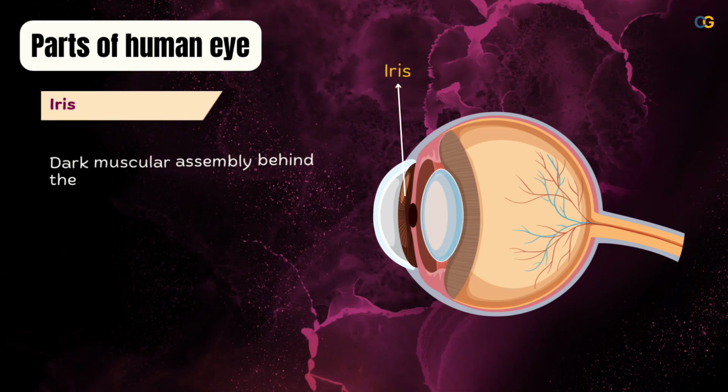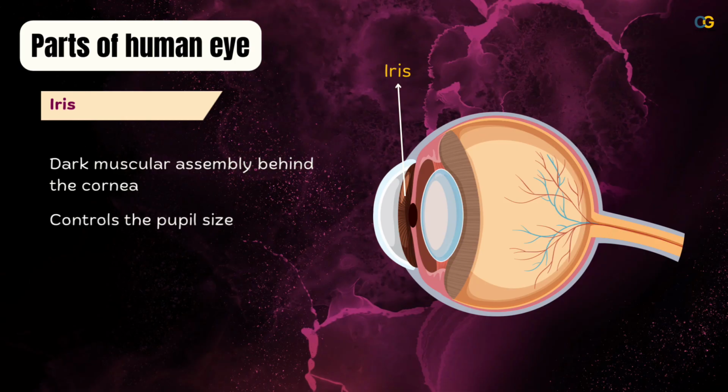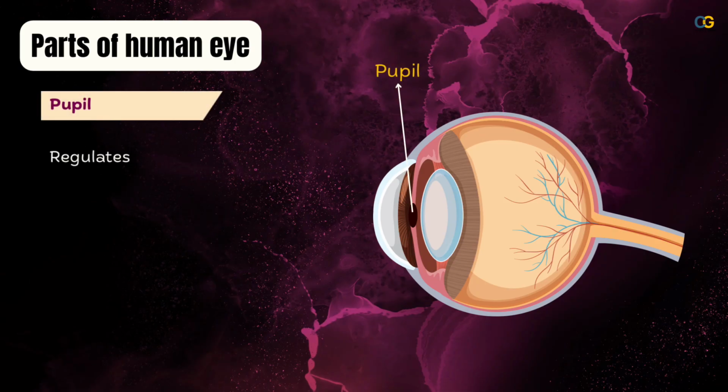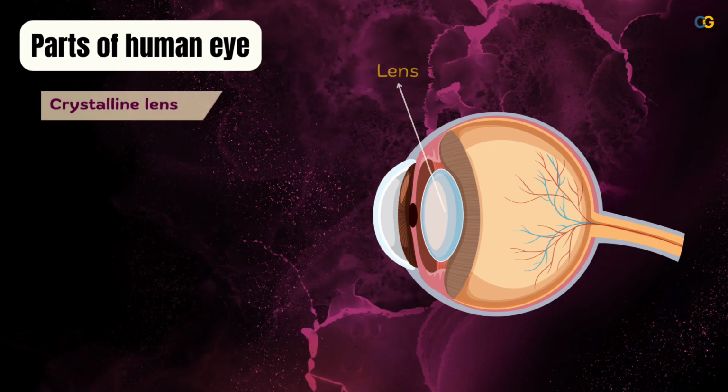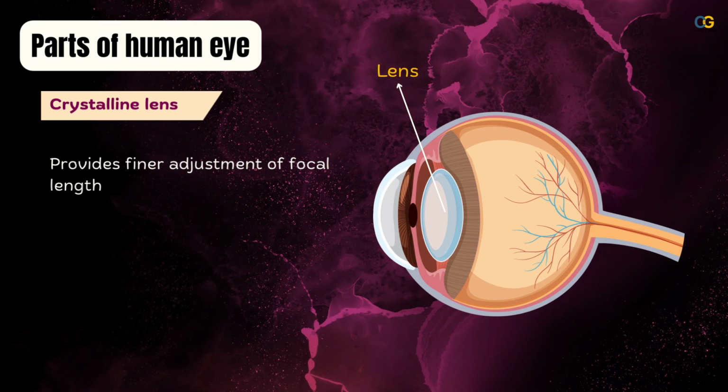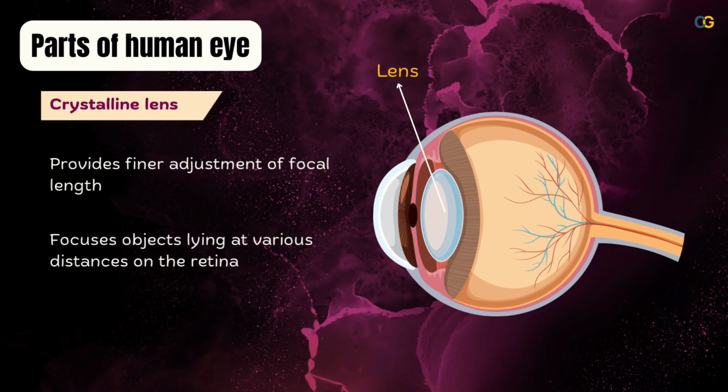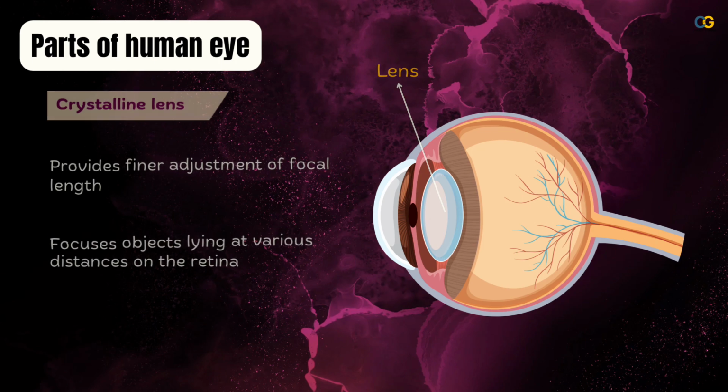Iris: dark muscular assembly behind the cornea that controls the pupil size. Pupil: it regulates the amount of light entering the eyes. It becomes small in bright light and large in dim light. Crystalline lens: it provides finer adjustment of the focal length, focuses objects lying at various distances on the retina.